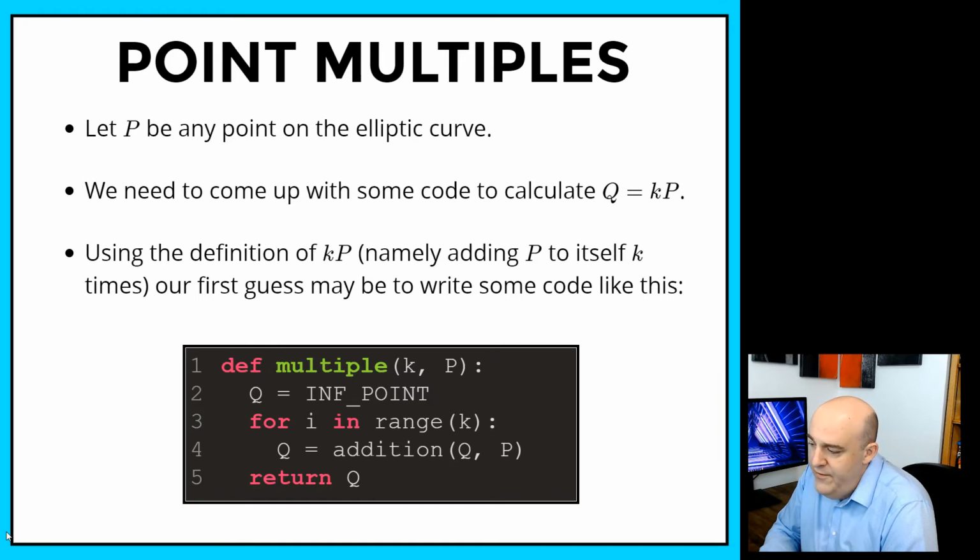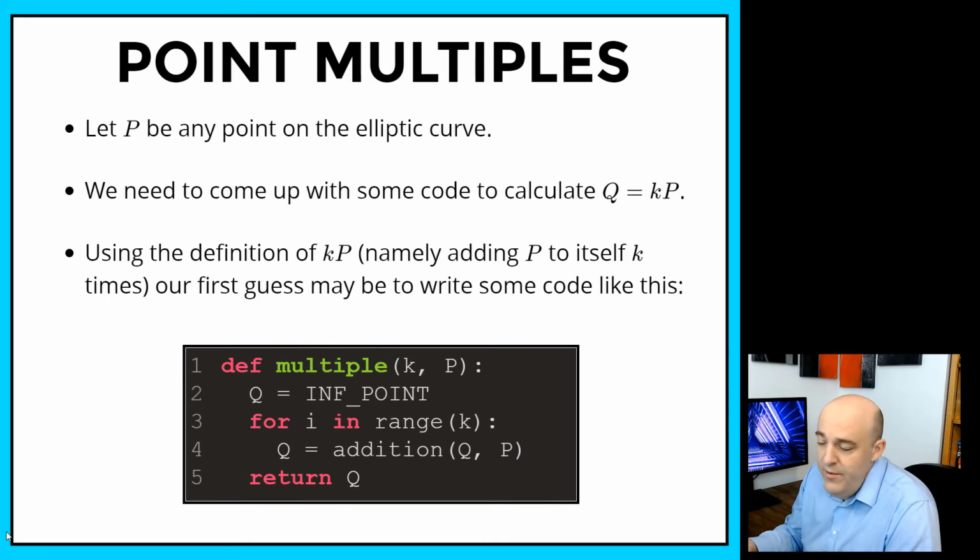Now, if we just use the definition of kP, we might write some code like this. Just define Q to be 0, like the infinity point, and then do a little loop the number of times that k is, and just add P onto a kind of tally. Think of Q as a tally, and each time we go through the loop, we add a P onto it. And we do that the number of times k is. That's pretty clear that it represents adding P to itself k times, and we return that value.